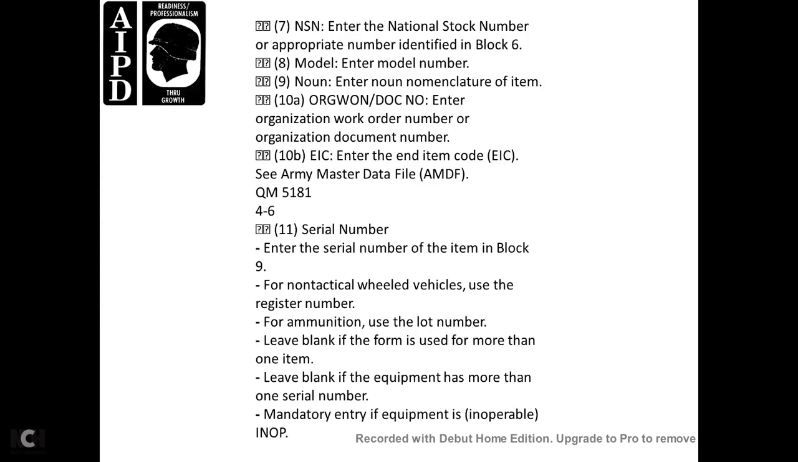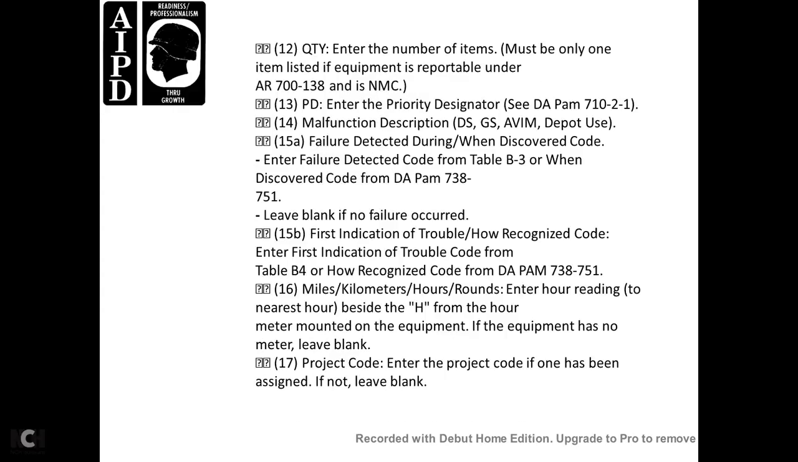NSN: enter the national stock number, the appropriate number identified in block 6. Model: enter the model number. Noun: enter the noun nomenclature of the item. Org 1, or doc number: enter the organization work order, the organization doc number. Enter the end item code, see Army Master Data File. Serial number: enter the serial number on the item. Block number 9, non-tactical wheeled vehicles: use the registered number. Ammunition: use the lot number. Leave the block blank if the form is used for more than one item or if the equipment has more than one serial number. Mandatory entry, unless the equipment is not inoperable.